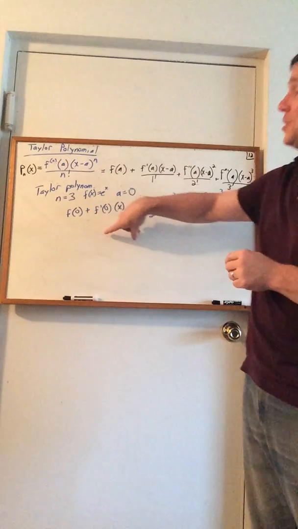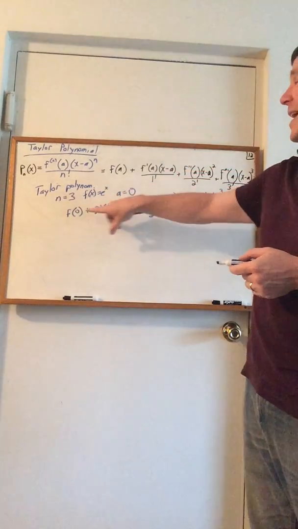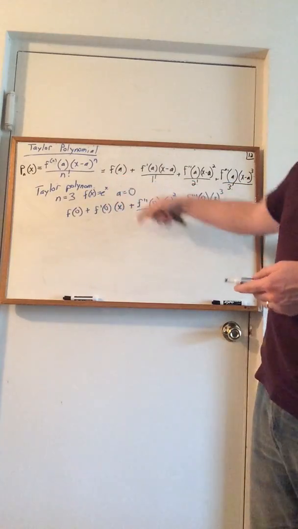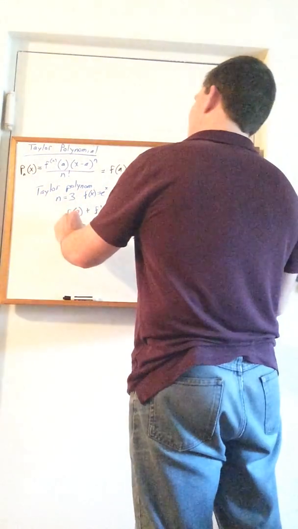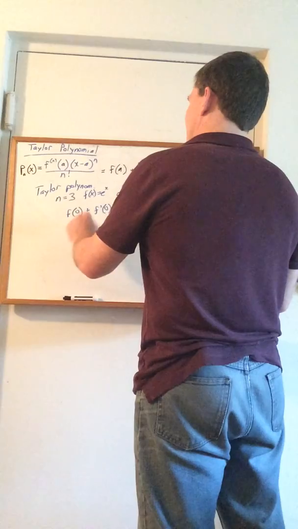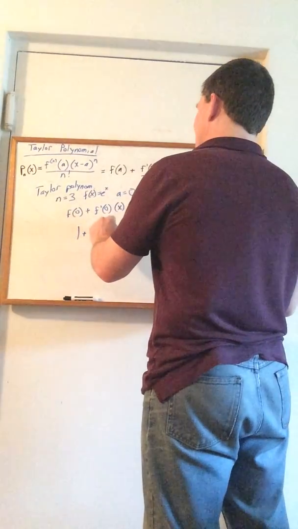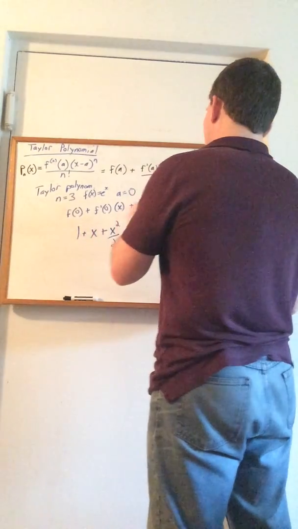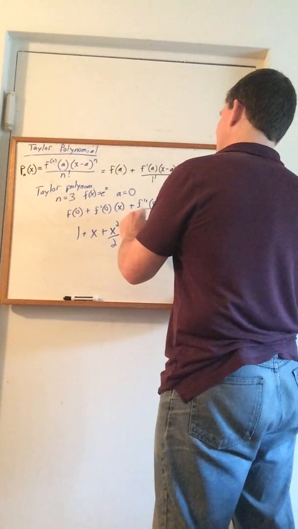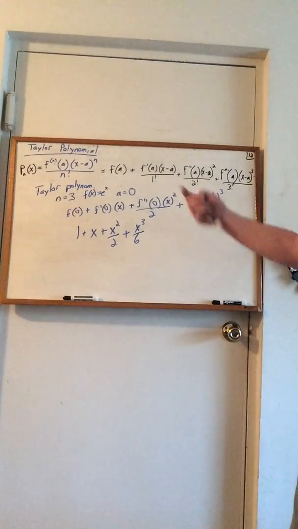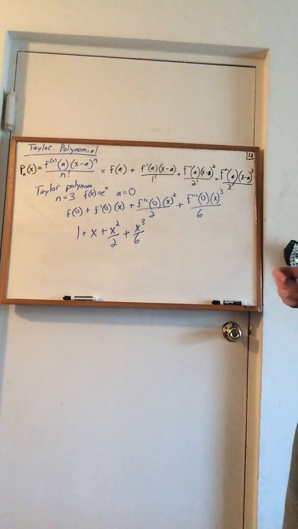Now I just plug in the function value, but my function is e to the x. At 0, the derivatives are all e to the x, so it's always just e to the 0, which is 1, and I get 1, plus 1 times x, which is x, plus 1 times x squared over 2, which is x squared over 2, plus 1 times x cubed over 6, which is x cubed over 6. And this is actually the polynomial that we generated in the last video.